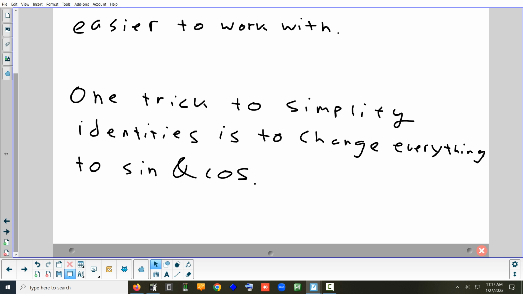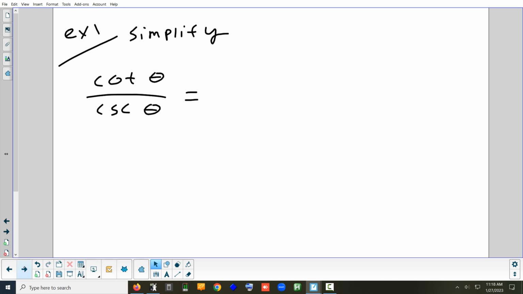The tricks in general are changing everything to sines and cosines, finding common denominators, and multiplying by conjugates. Those are the three big things that we do to try to simplify identities. We're focusing on this one right now, but we're going to do the other ones today too. Okay, so here's one.